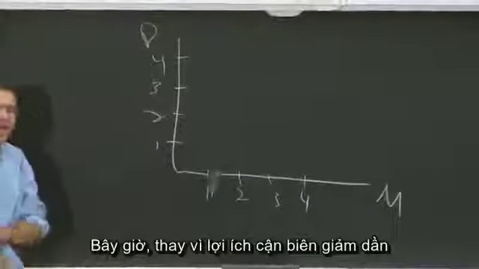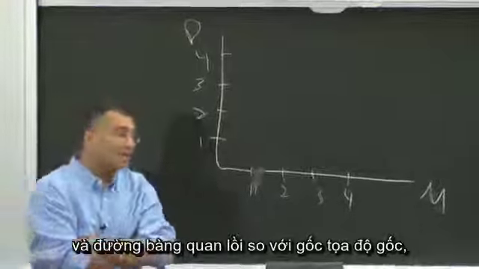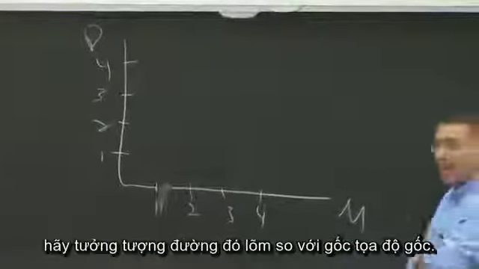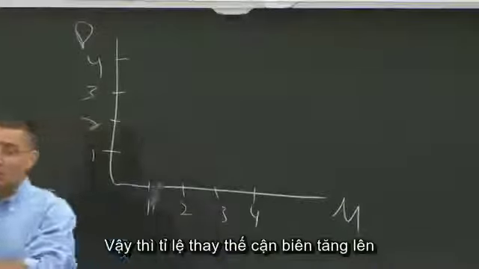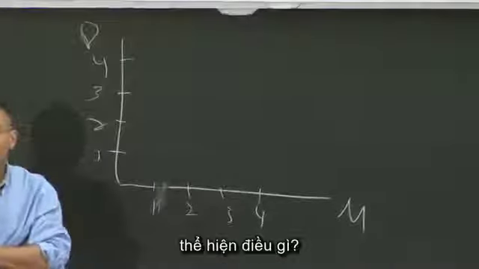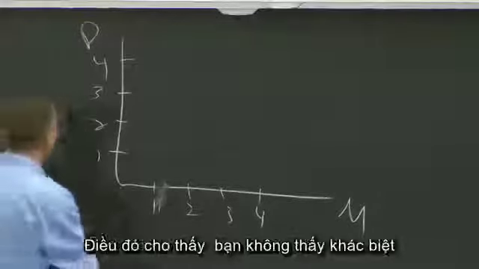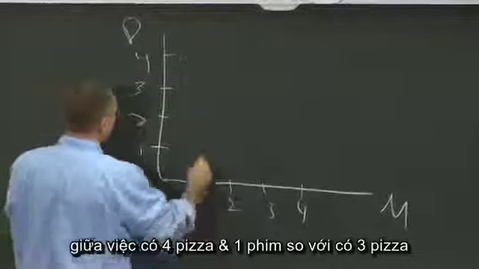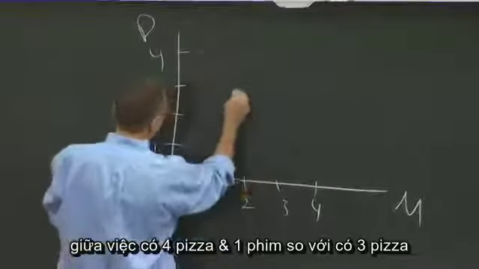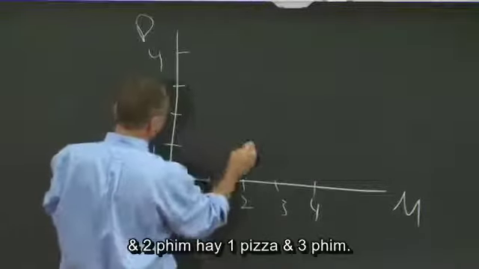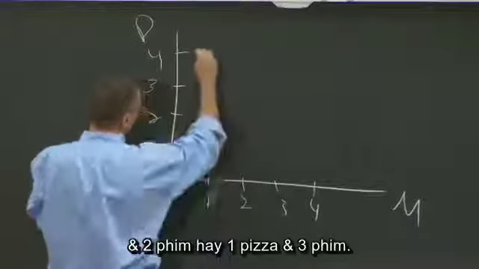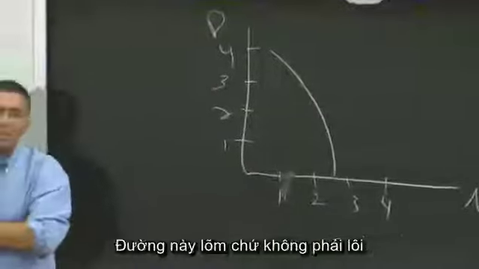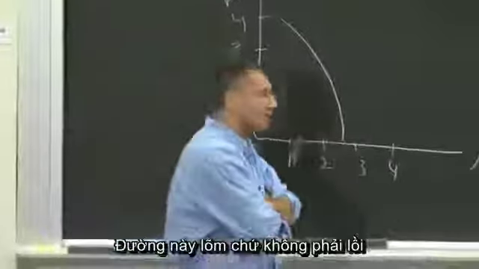Now let's imagine that instead of diminishing marginal utility, and instead of indifference curves being convex to the origin, indifference curves were concave to the origin, which is what an increasing marginal rate of substitution would imply. So that'd be something where you'd be indifferent between 4 pizzas and 1 movie, between 3 pizzas and 2 movies, and between 1 pizza and 3 movies. So your indifference curve would look like that. Not quite to scale, but you get it. It would be concave to the origin instead of convex to the origin.